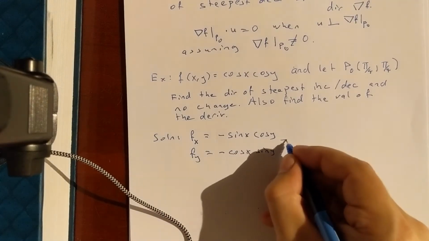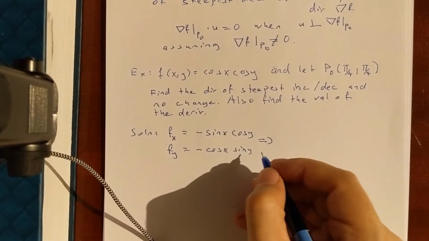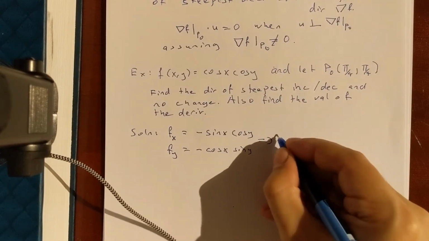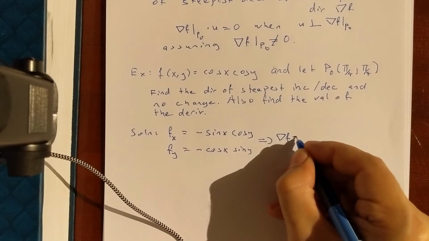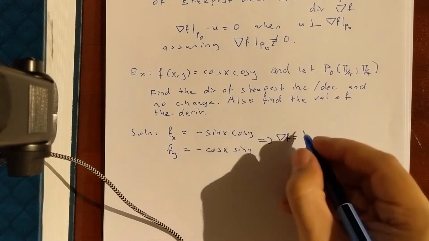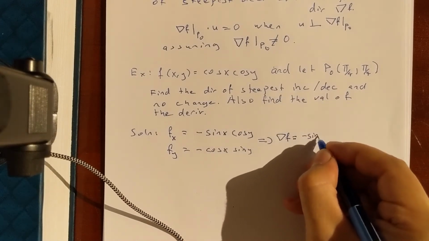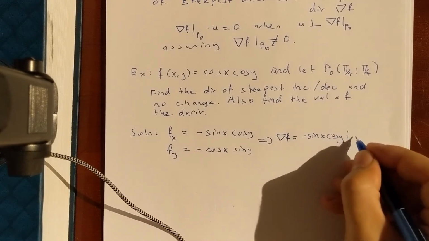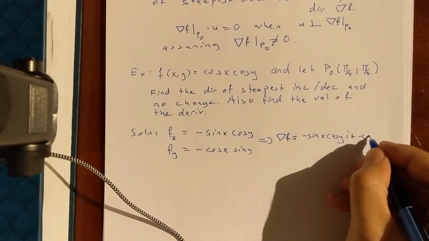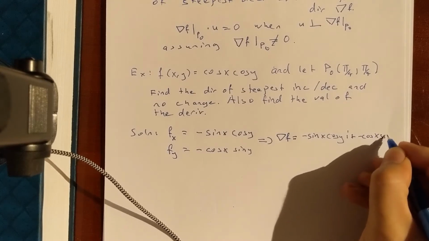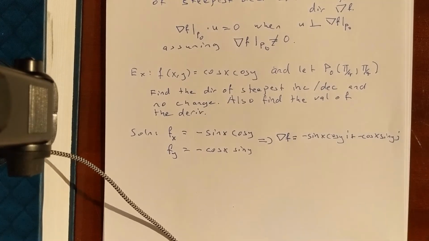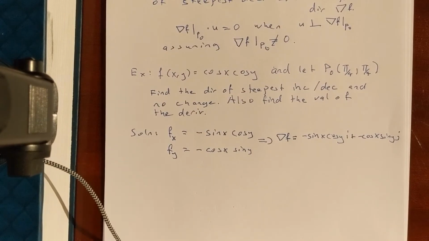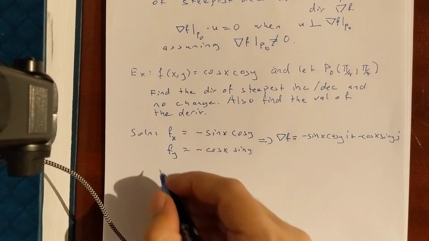Okay. So now what do we know from these two guys? We've concluded that the gradient of f is going to be minus sine x cosine y i plus minus cosine x sine y j. Okay? So obviously we now need to evaluate this at this point.